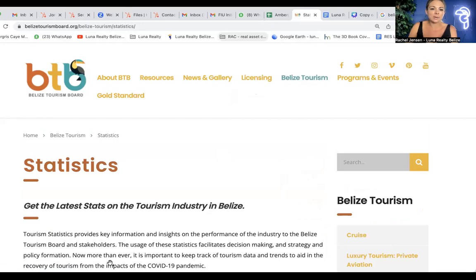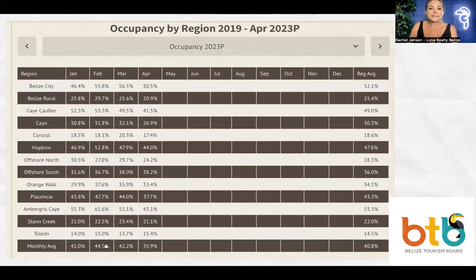So we're going to jump back to the session here. I did take a screen capture of the occupancy number for 2023. This is year to date. At this point of getting the information, they only had up to April, so that's what we're sharing here on the screen. As you can see, in the Belize Tourism Board stats, they broke down the different regions, and through that, you're able to see what the occupancy is in that region.